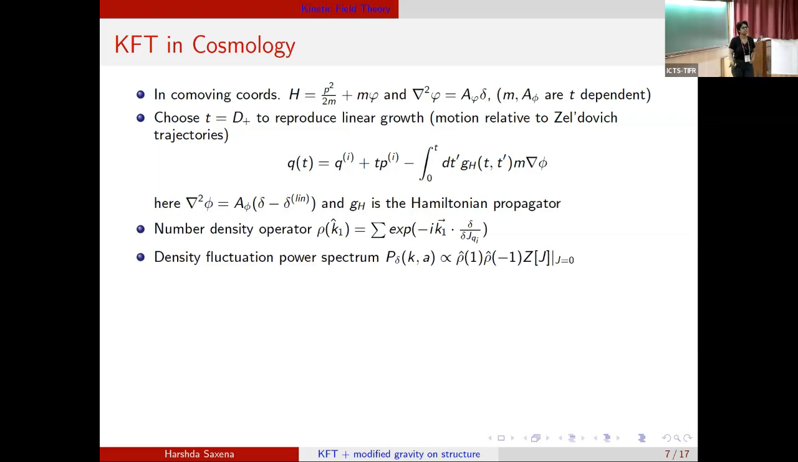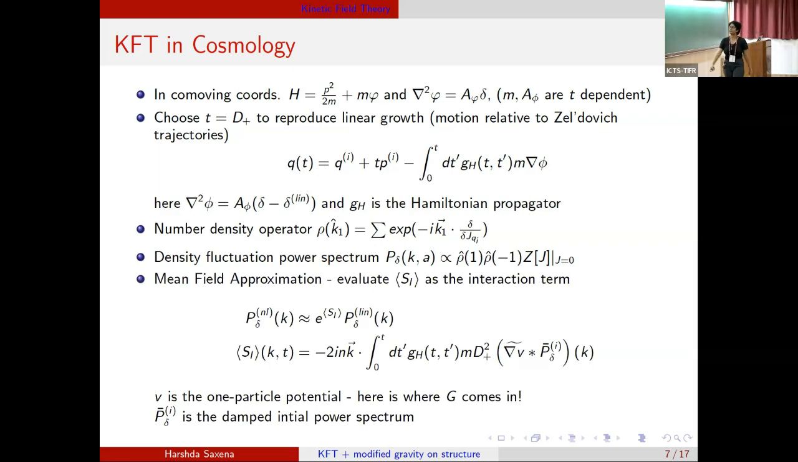Now, of course, we want to study the power spectrum. For that, we will be using what is called the number density operator, which for classical particles is just the Fourier transform of the Dirac delta functions, which looks something like this. The density fluctuation power spectrum would then be the ensemble average, which also looks something like this.